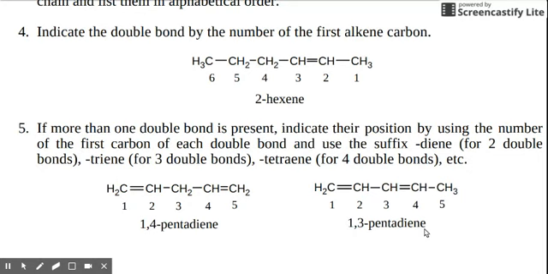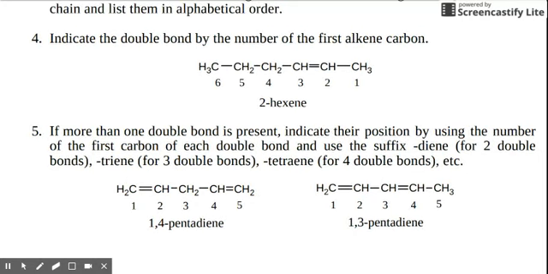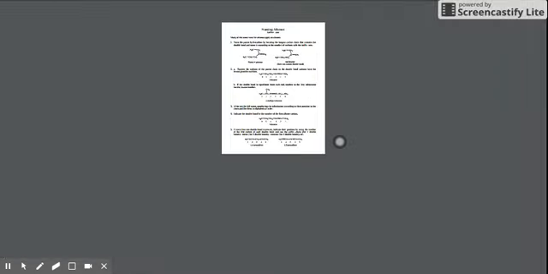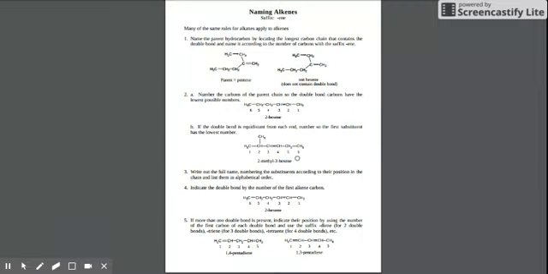So that's it. That's the entire overview of the naming of the alkenes the IUPAC way. I'm just giving you the entire document if you want to have a screenshot of it. So this is simply the basic rules you need to follow. This is still part 1. I'm going to give you more examples in part 2 of naming alkenes.